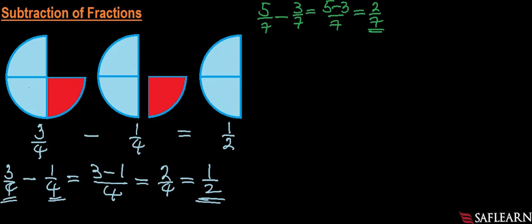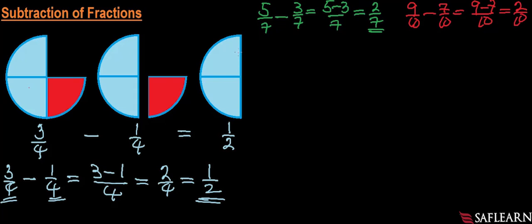Okay, now let's take another one. We have 9/10 minus 7/10, which is simply 9 minus 7 over 10, and this is 2/10. The denominators are the same, so we subtract the second numerator from the first numerator.